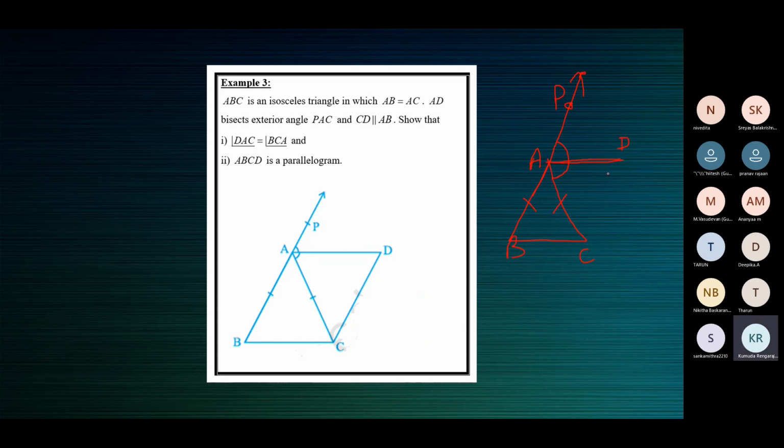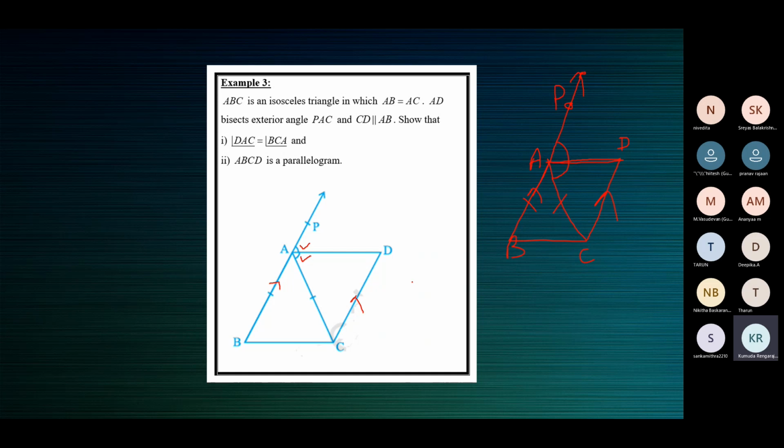And CD is parallel to AB. So we'll have to join C and D. CD is parallel to AB, that's what the figure shows. These angles are equal: this one is equal to this one because AD bisects angle PAC.